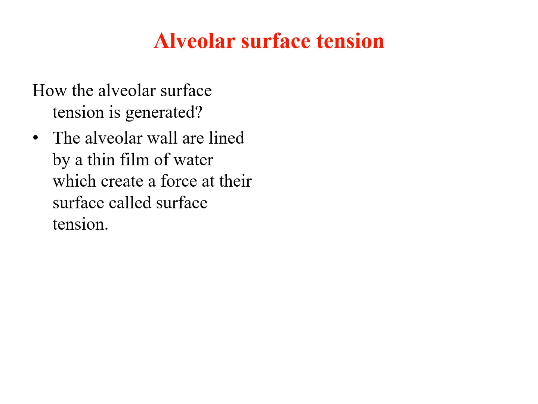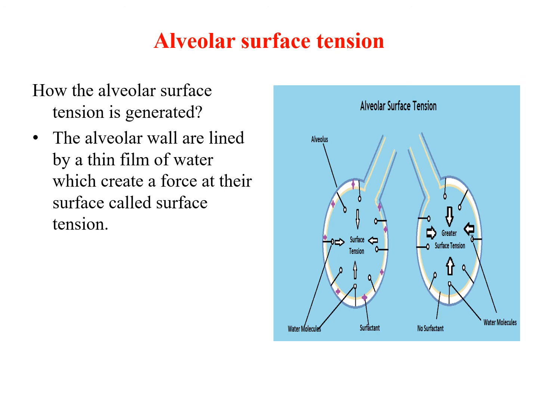Now we have a doubt: how is the surface tension created in the alveolar membrane and what will it do? If you know the answer to this question, we will understand the surfactant. First we'll see how the alveolar surface tension is generated. The alveolar walls are lined by a thin film of water which creates a force at the surface called surface tension. See here, these are the water molecules. These water molecules create a force on the surface of the alveoli that produces surface tension.